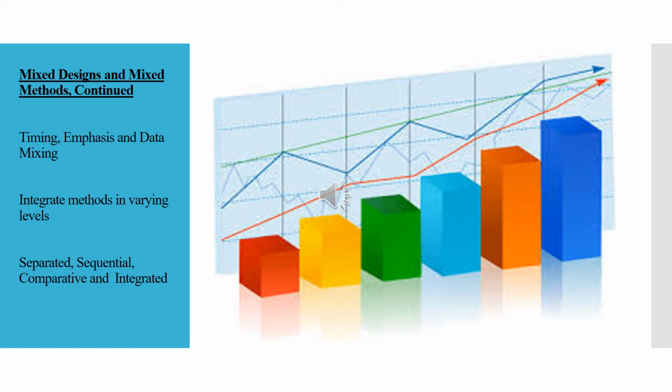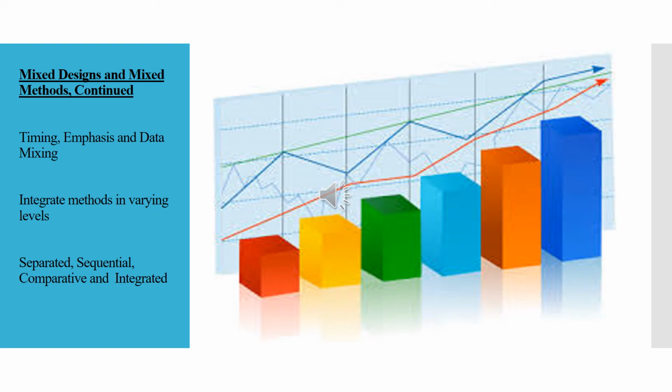Researchers integrate methods in varying levels, and the following terms describe the levels. Separated. Qualitative and quantitative data are collected, analyzed, and reported separately. Sequential. Either qualitative or quantitative data are collected first, and the results are used to inform the design and/or collection of the subsequent data.